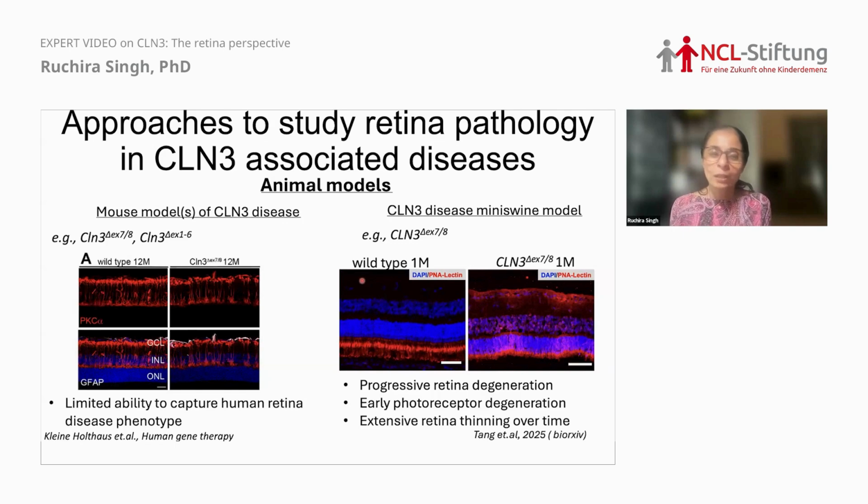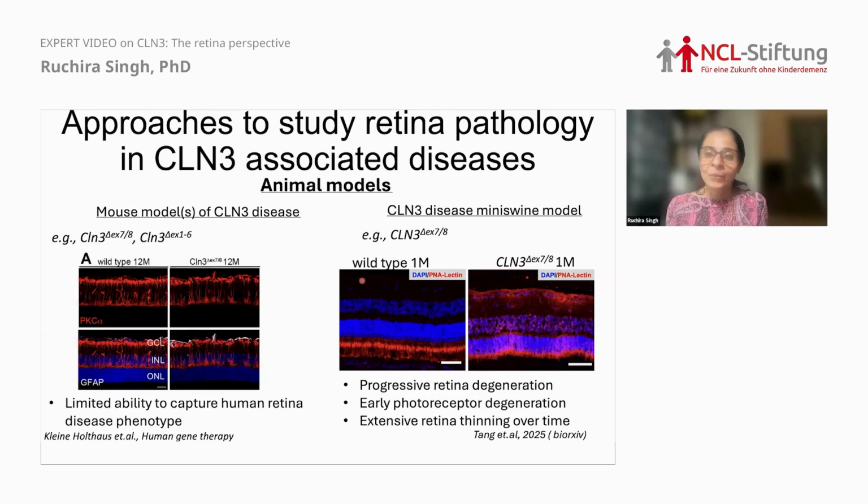And none of these existing mouse models thus far have captured the human disease phenotype. This is particularly relevant when you think about it from the perspective of the retina. These mouse models have been very limited in capturing the retina disease phenotype. And more recently, to overcome this, there's a transgenic large animal model of CLN3 disease, the CLN3 mini swine model.